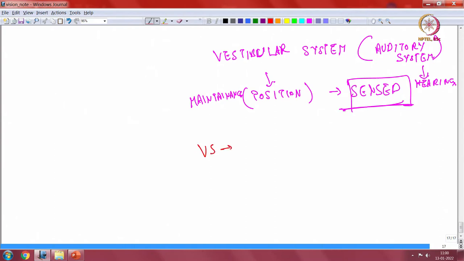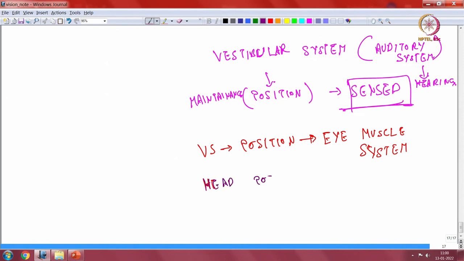So coming back to our current discussion, what the vestibular system does is it gives position information. That position information is transferred to the eye muscle system. So head position is connected to eye position. Okay, that's simple. So when you move your head, something happens which tells the eye to move in whatever direction is necessary to ensure that gaze does not get affected.